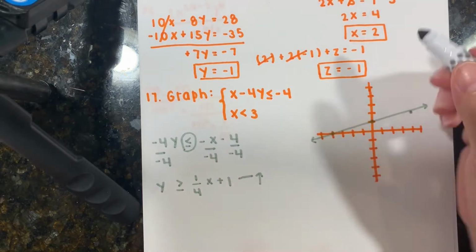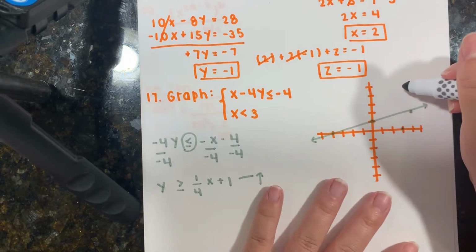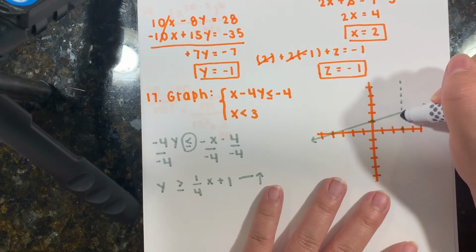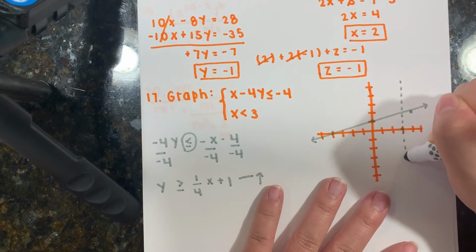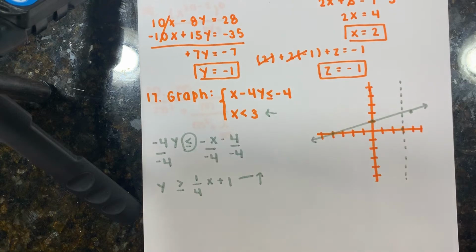And then for this one, x is less than 3. Well, 3 is right here. That's going to be a dotted line because it does not have an equal sign under it. And this one, we're going to shade everything to the left of that dotted line.